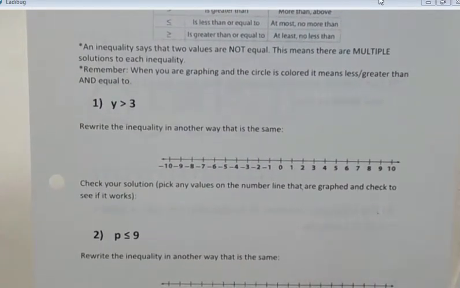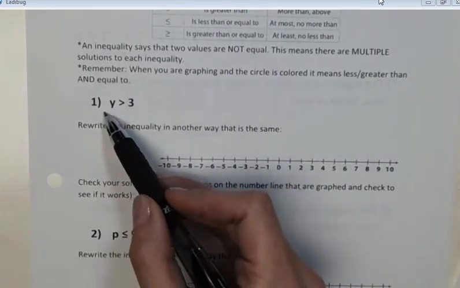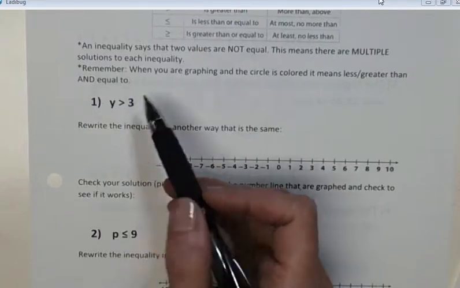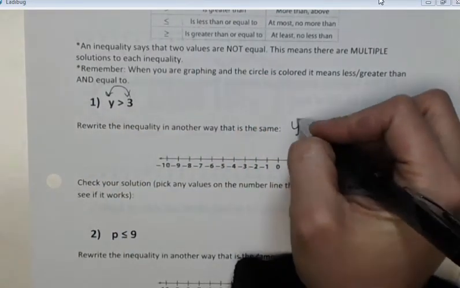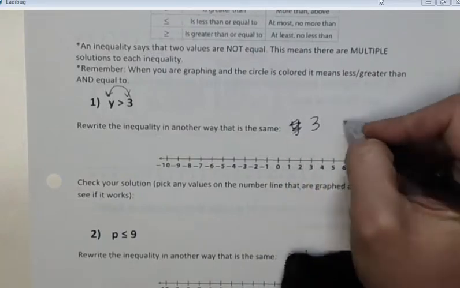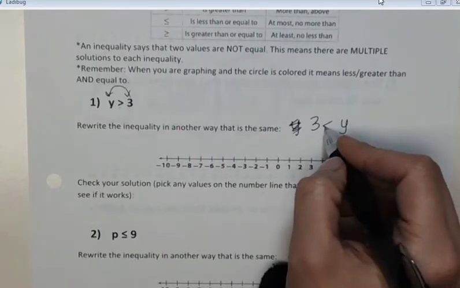Number 1. We're going to focus on graphing it today and rewriting it in an equivalent form. So, y is greater than 3. You can also flip the position of the 3 and y. The 3 will be on the left, the y is over here, and when you do that, you have to flip your sign. So it gets flipped like that.